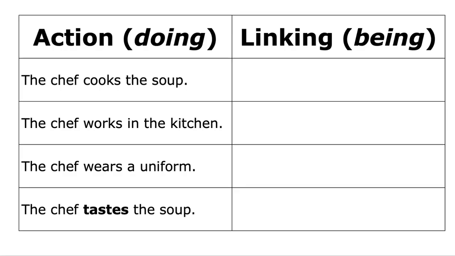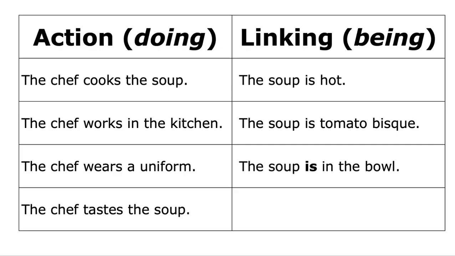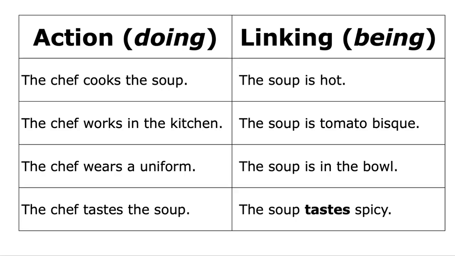Let's turn back to the bowl of soup. The soup is hot. The soup is tomato bisque. The soup is in the bowl. The soup tastes spicy. Now, tastes is a linking verb in this sentence because the soup isn't doing anything. We could as easily say the soup is spicy and have virtually the same meaning. Now let's look at them in a little more detail.